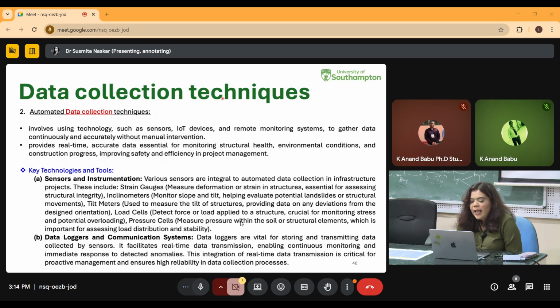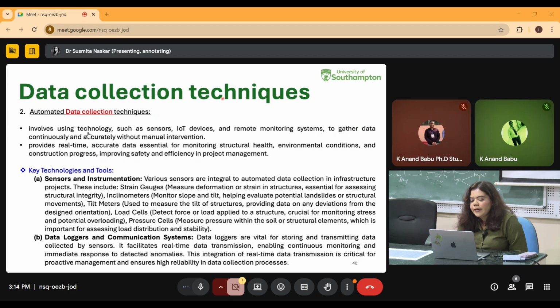Another important one is the load cell. Load cells help us detect the force or loads on the structure to monitor stress and potential overloading conditions, for example in foundations or buildings. And then the second type of tool we need for automated data collection, rather than manual data collection, is the data logger.